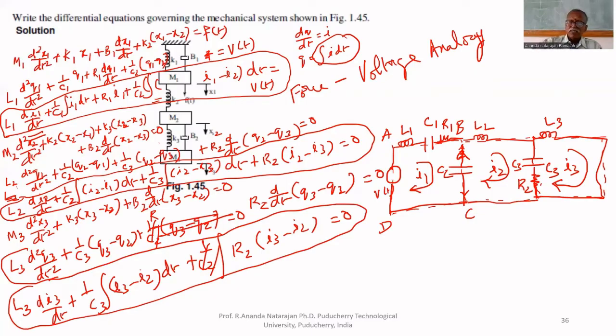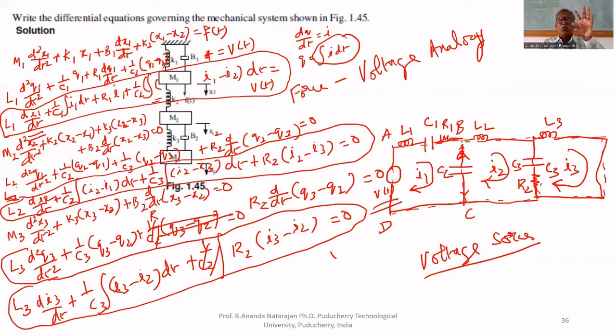Here, what is the source used? The source is voltage source. If you use a current source, then it is called force current analogy.